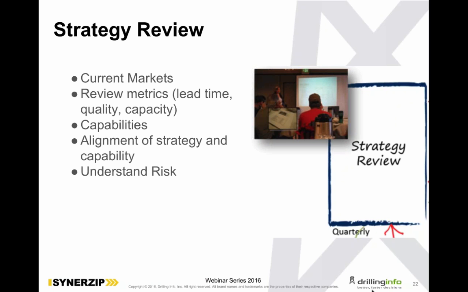That's whether the current market's like. Review all of our metrics again. What is the capabilities of the team, and aligning that strategy, the business strategy, with what the work we're actually doing. That's a great moment to kind of communicate that to the teams. And understanding risk is another big component of that.